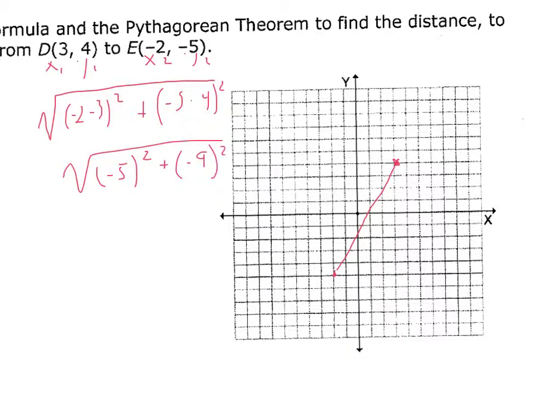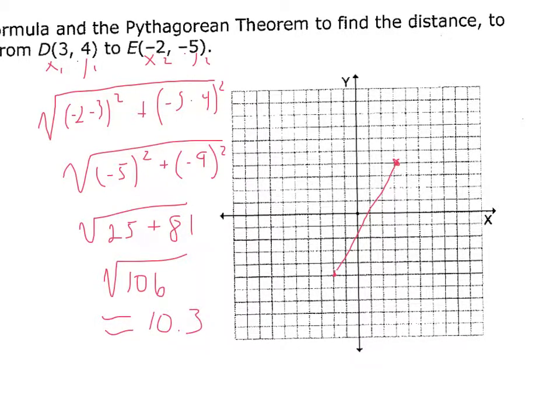Then if you reduce even more, -5 times -5 gives you 25. So we have the square root of 25 plus, and then -9 times -9 gives us 81. Add those together, that gives you the square root of 106. If you take the square root of 106 on your calculator, that should give you approximately 10.3. So this segment over here in red is approximately 10.3 units. That's one way to find the distance, but we also can find the distance using the Pythagorean theorem on this one.